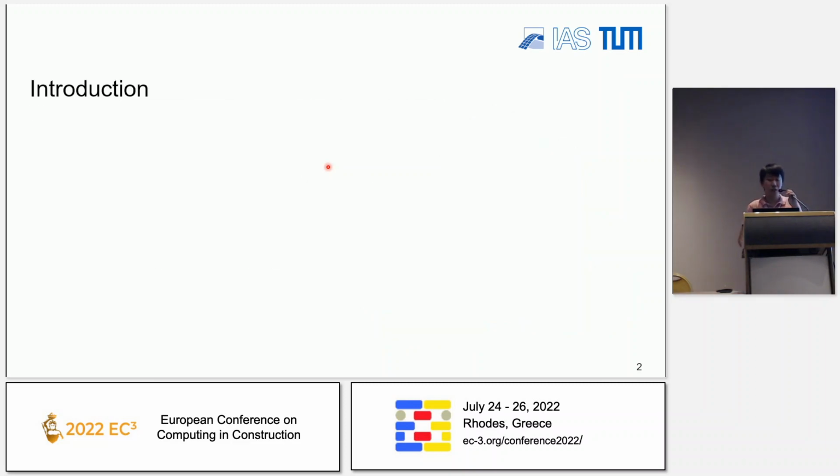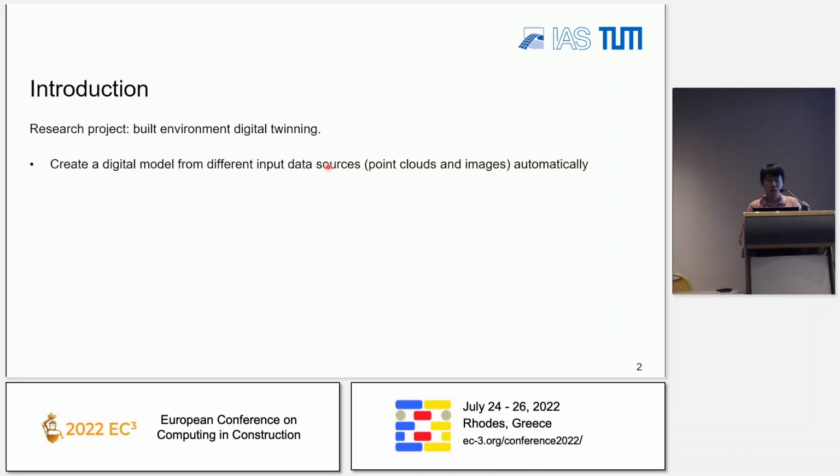This paper is related to my PhD project, which is built environment digital twinning. What I have been doing in recent years is trying to create a digital model automatically from two different data sources. The two data sources are the point clouds and the images.